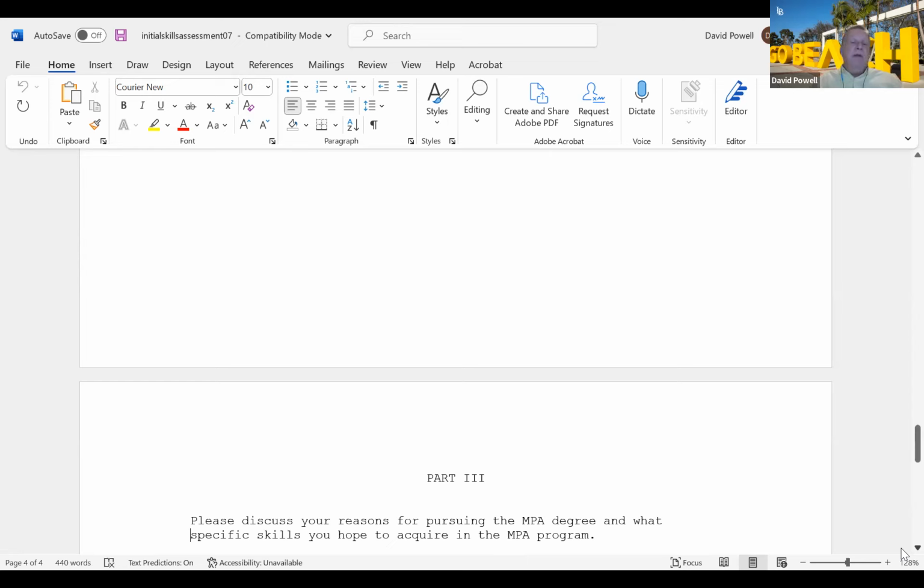This is worth 5 points and it's graded on a credit, no credit basis. And so if you turn it in, you're going to get 5 out of 5. The only way not to get 5 out of 5 is if you don't turn in the initial skills self-assessment. Okay. So that should be a pretty easy one for you to do. Let's shoot back over to the syllabus.